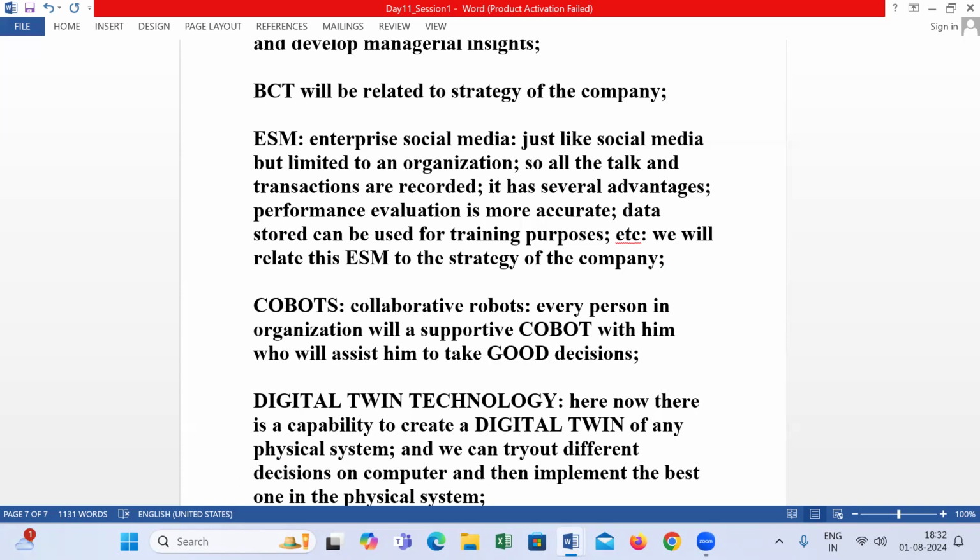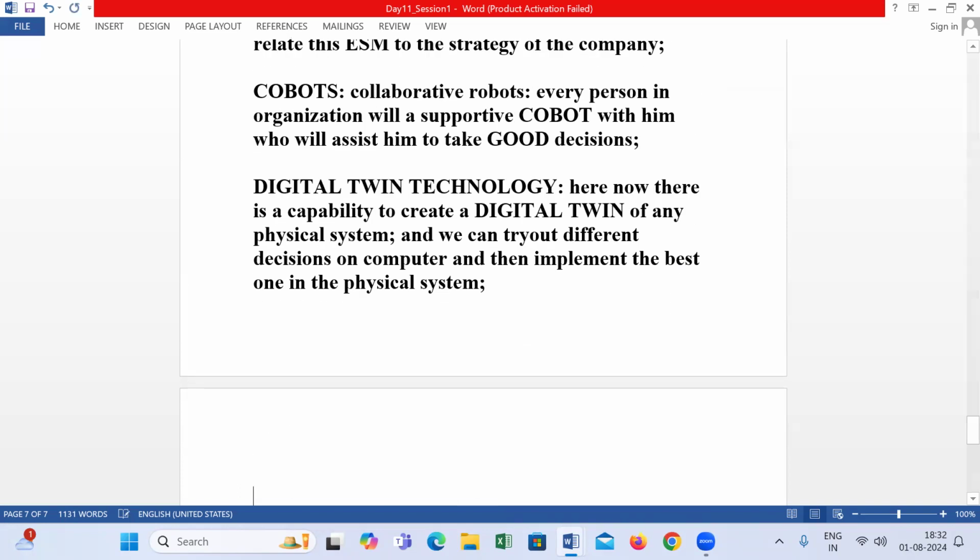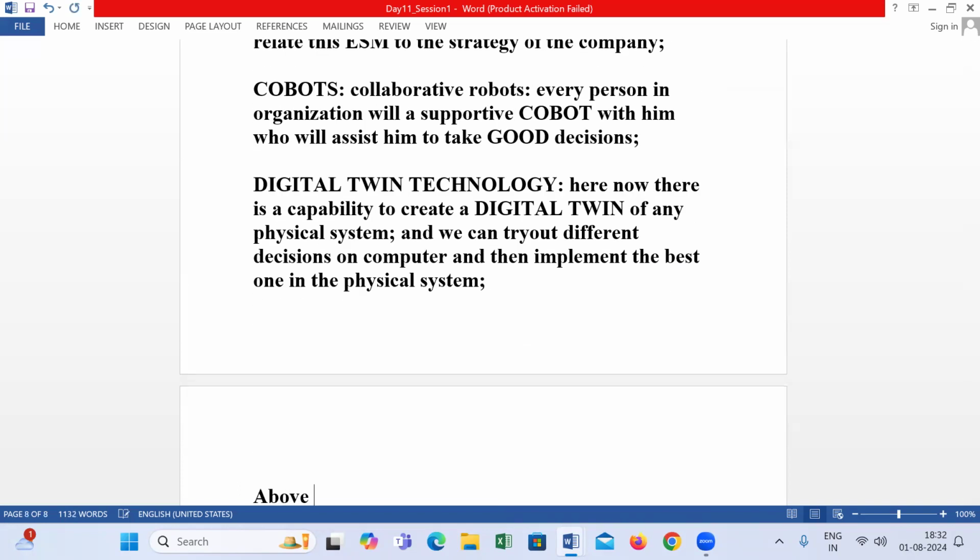Okay. So with this, I have exceeded the time by 2 minutes. So I stop here. Now in the next about 9 classes, we will devote 9 classes to relate these E's, which is a composite of software and hardware, to the strategy of the company.